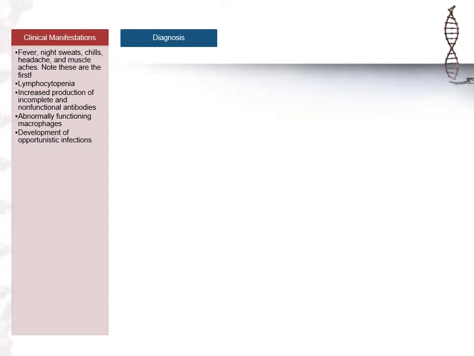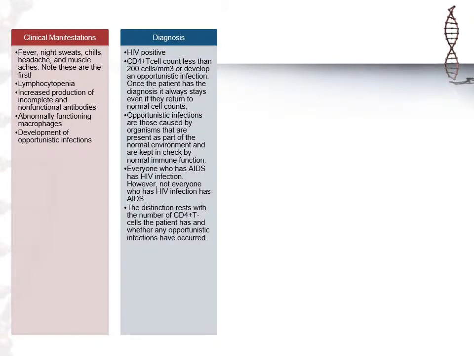Diagnosis leads to an HIV positive test, a CD4 plus T cell count less than 200, or they develop an opportunistic infection. Once the patient has the diagnosis, it always stays, even if they return to normal cell counts. Opportunistic infections are those caused by organisms that are present as part of the normal environment and are kept in check by normal immune function.